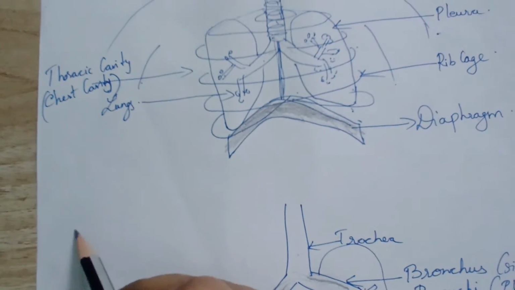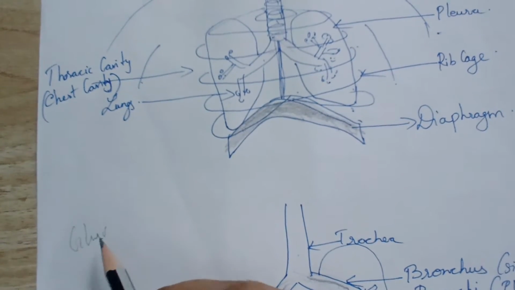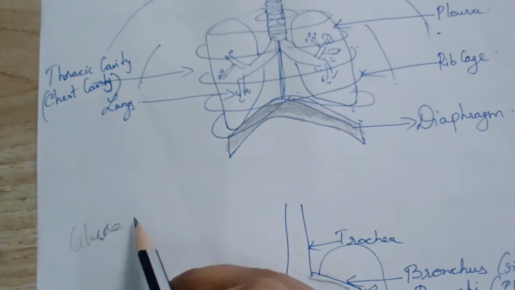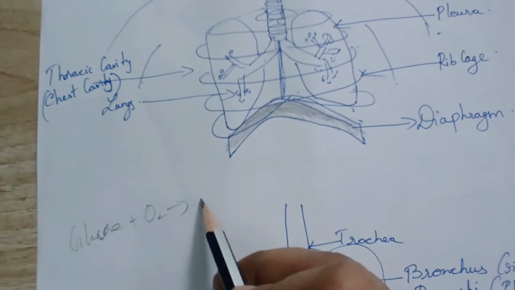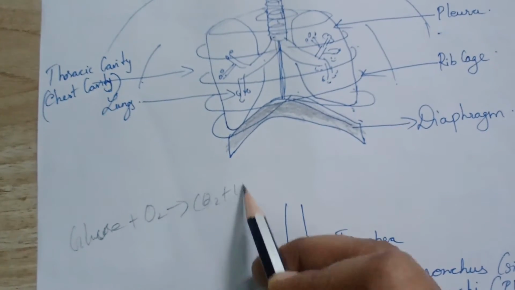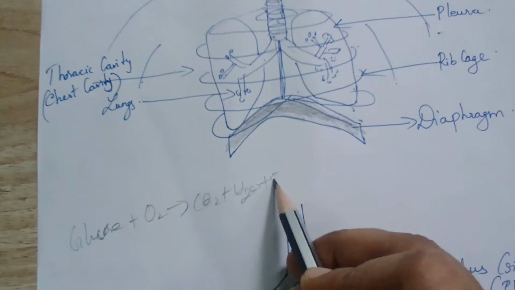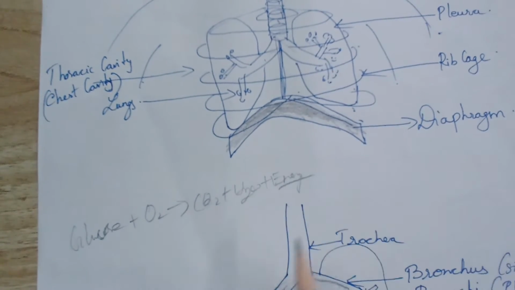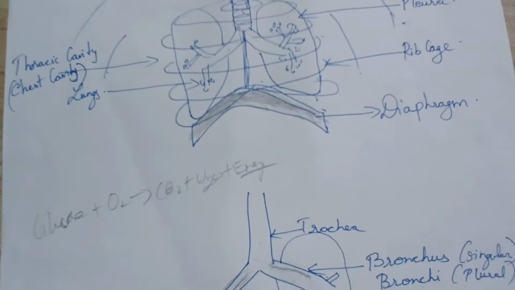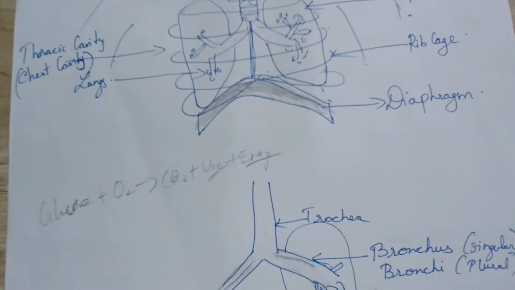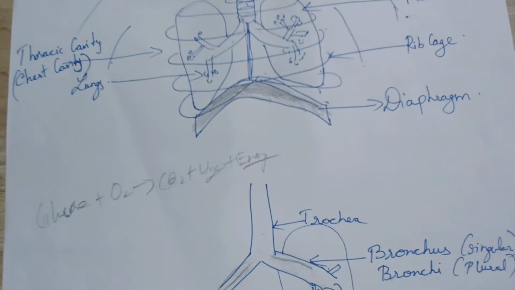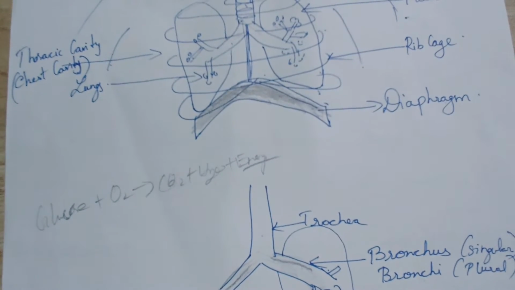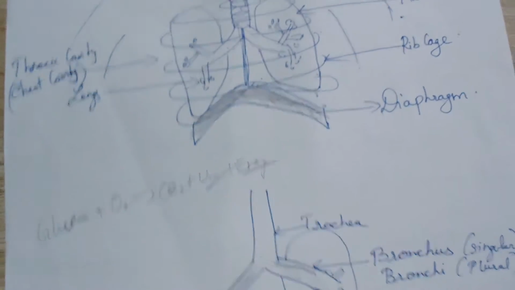In the cells, glucose is already present. Glucose plus O2 gives CO2 plus H2O plus energy. Energy is used by the body, and the CO2 will come out again through the same path. The water will come out as water vapor. Clear? We'll see it in detail.